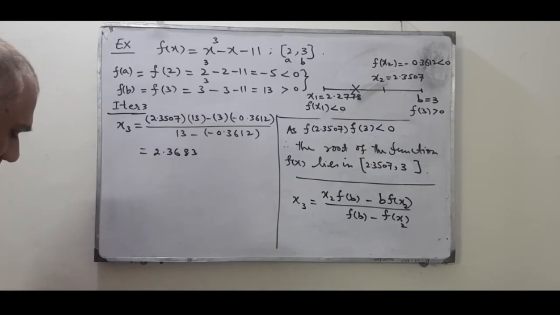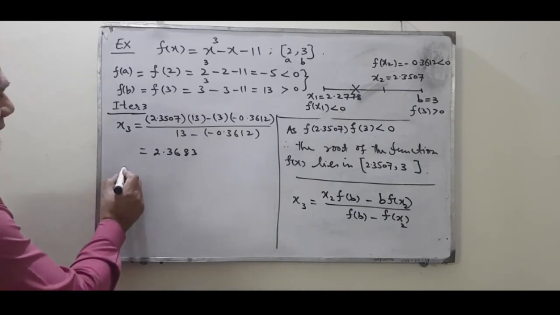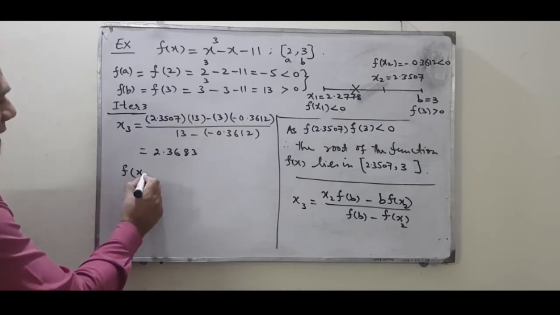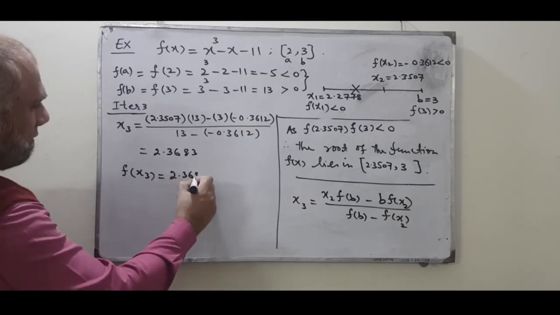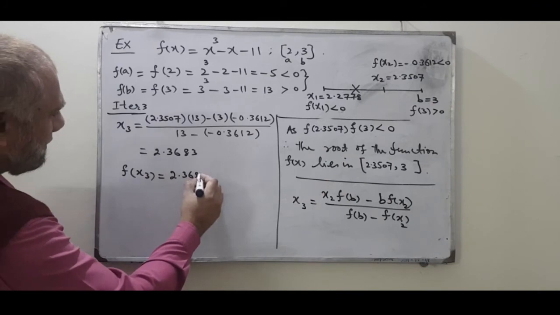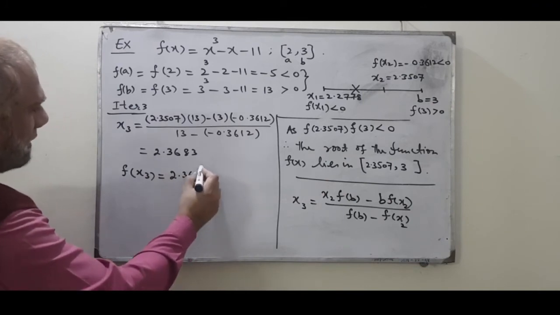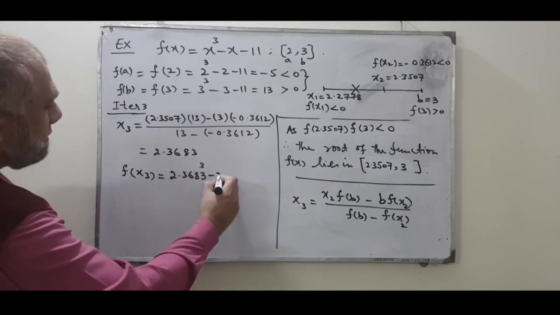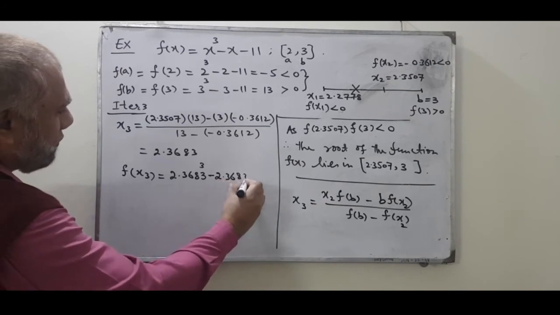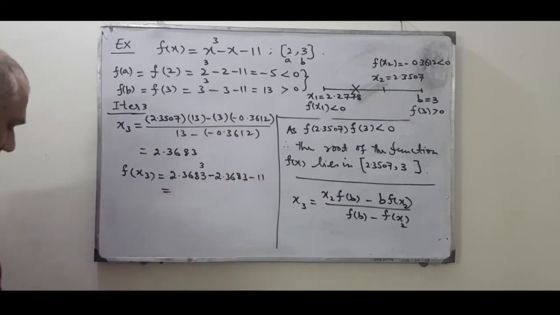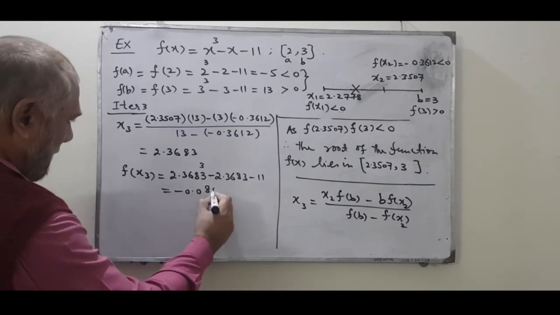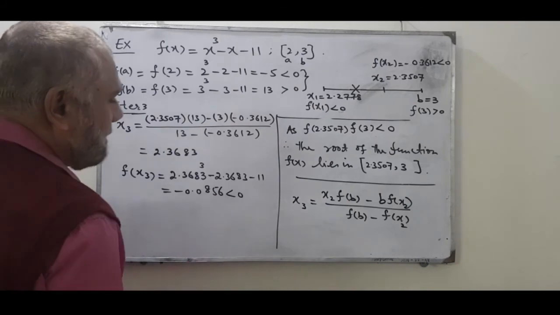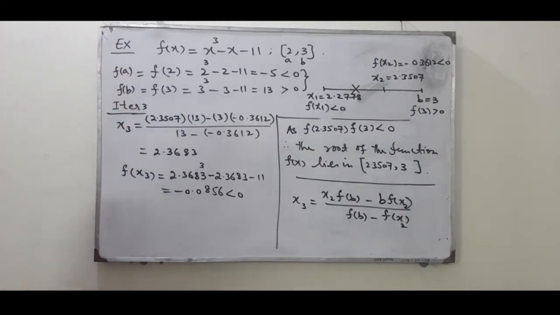And after doing this, the next step, I hope you remember it, is to calculate the function's value at the new approximated root of the given function. This is cube here, minus 2.3683 and minus 11. And on solving it, minus 0.0856, and once again this is giving you the negative sign.